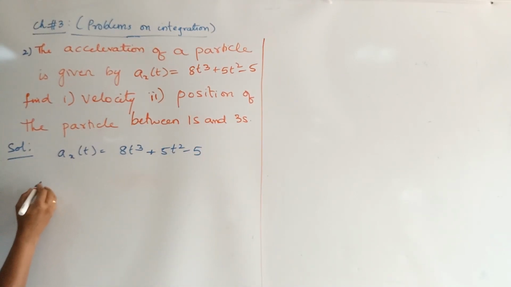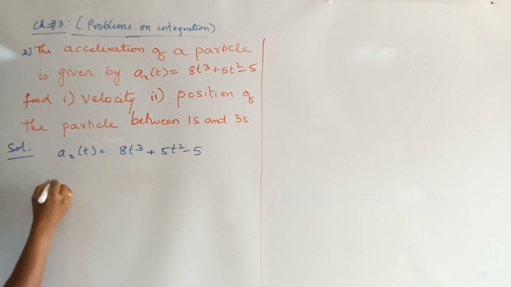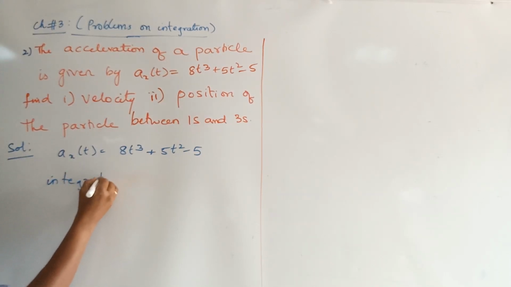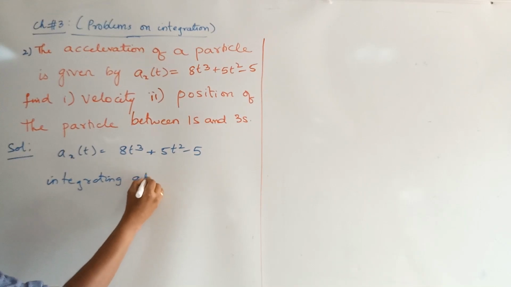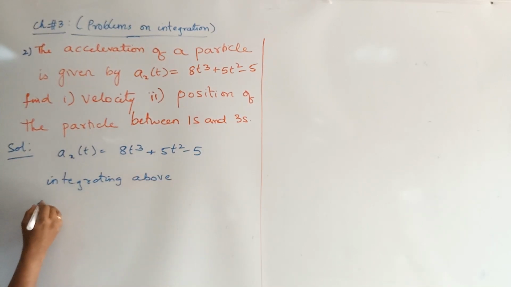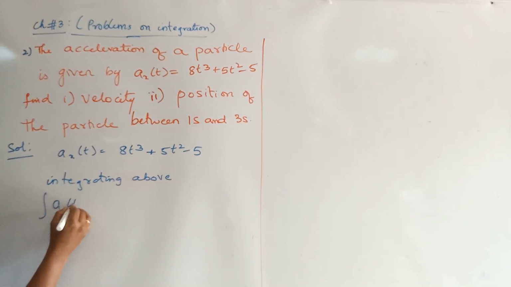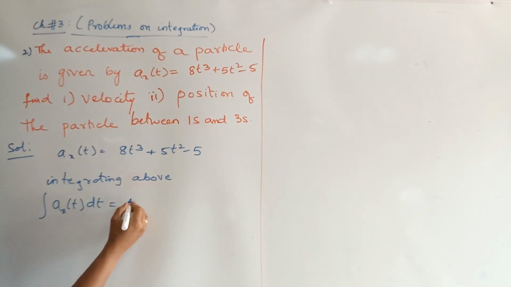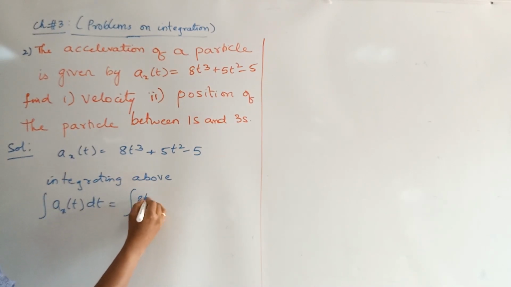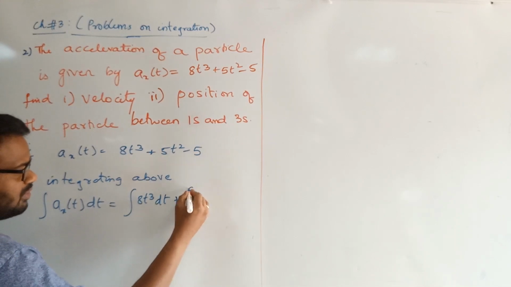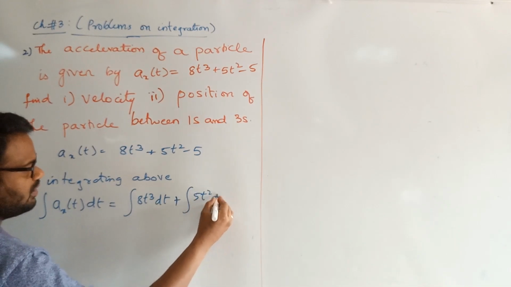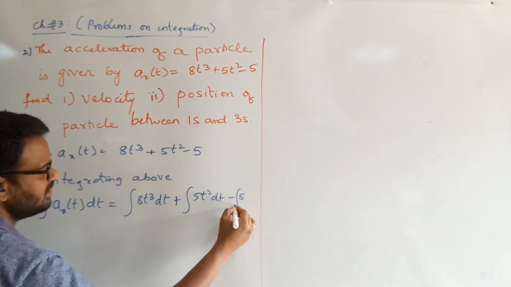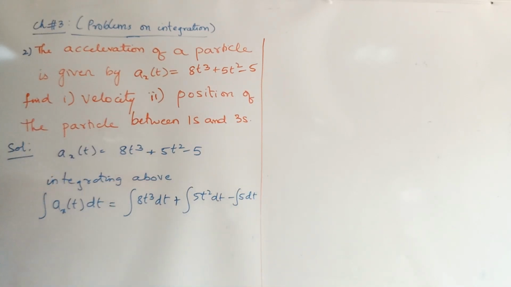To find velocity, what do you have to do? Integrating on both sides. Integration of a_x(t) dt is equal to integration of 8t cube dt plus integration of 5t square dt minus integration of 5 dt. Integrate all the terms separately. You should be well versed with the formulas, otherwise it becomes difficult.